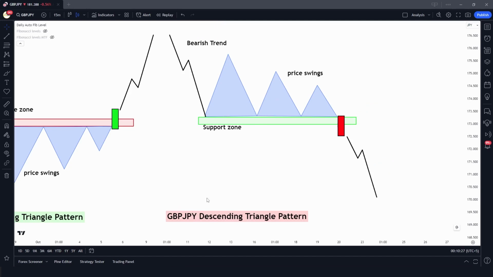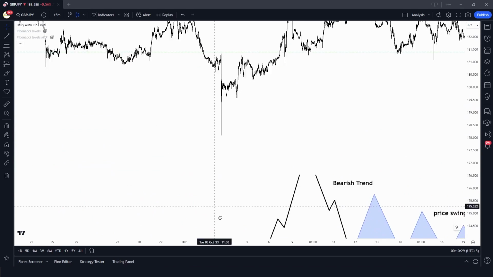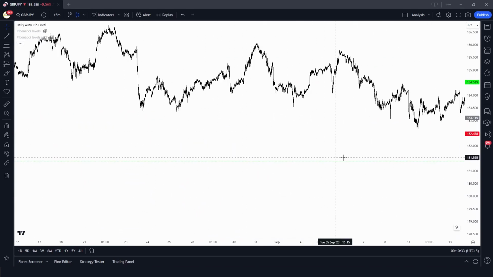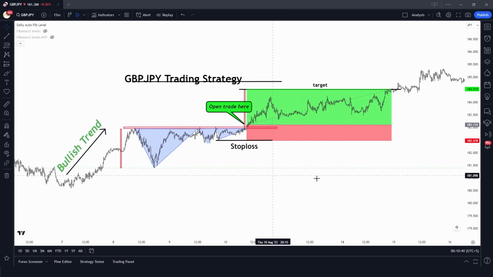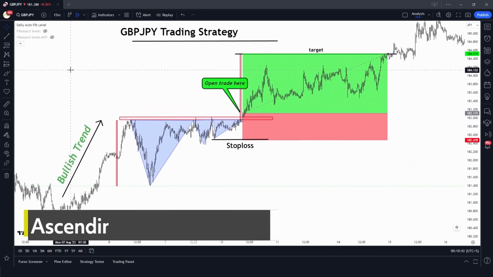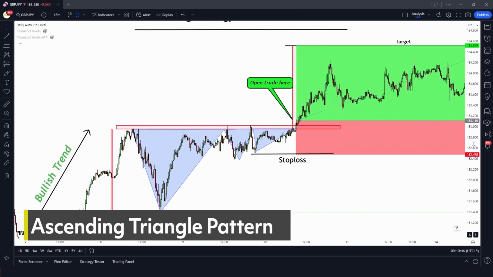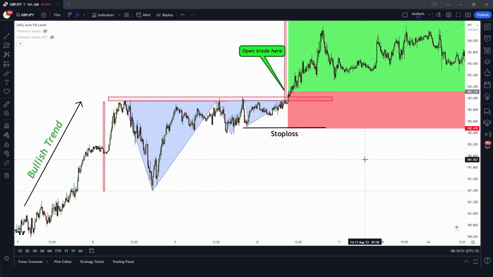Now let's go towards the charts and take a look at some of the trades that I have taken using this strategy. So here you can see I am at 15-minute time frame, and we can see the formation of the same ascending triangle pattern that we have discussed earlier.